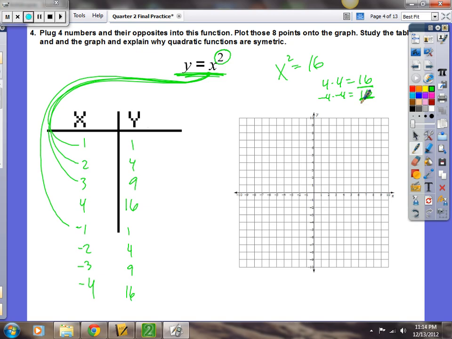So if I plot these dots, if I go over 1, up 1, over 2, up 4, over 3, up 9, over 4, doesn't fit, 16 somewhere up there. Left 1, up 1, left 2, up 4, left 3, up 9, left 4, up 16. And I know this one. I know the vertex is at 0, 0. If I plug 0 in, I get 0 out. So that is my vertex. Your parabola is totally symmetric about 0. Why is it? It's because when I plug a 3 in, I'm going to get a 9. But when I plug a negative 3 in, I'm still going to get a 9. So the symmetry comes from the square.